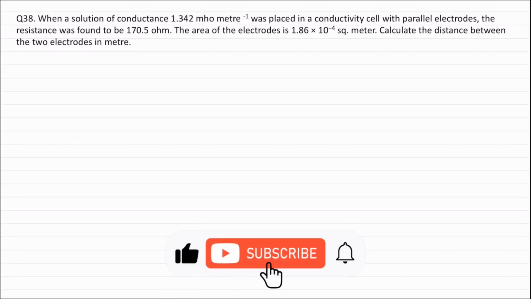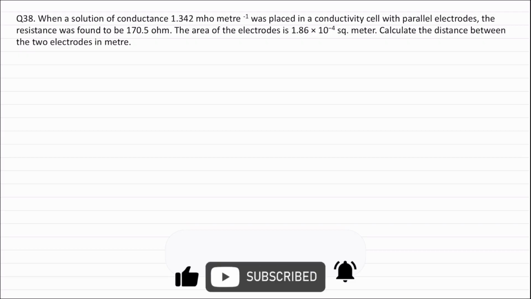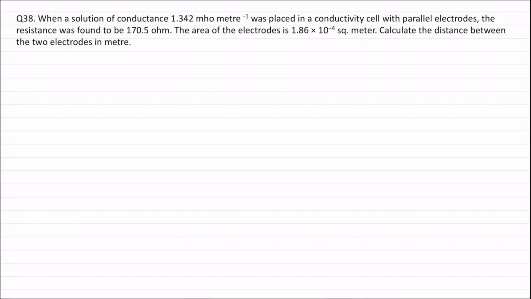Question 38. When a solution of conductance 1.342 per ohm per meter was placed in a conductivity cell with parallel electrodes, the resistance was found to be 170.5 ohm. The area of the electrodes is 1.86 into 10 to the power minus 4 square meter. Calculate the distance between the two electrodes in meter. Now the unit of conductance given here is per ohm per meter. Therefore, this is the specific conductance.